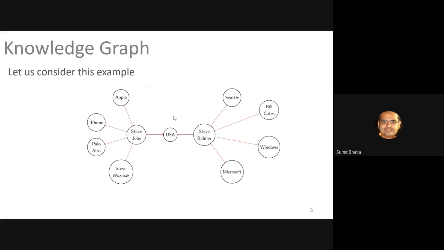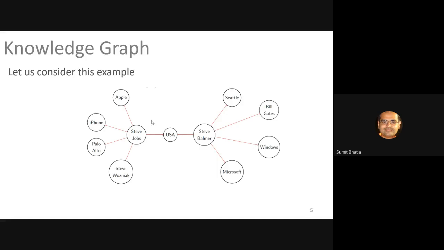Now here's one important observation. Let's say someone asks you, is there a direct connection between Steve Jobs and Steve Ballmer? By direct connection I mean, are they connected by a single relationship? Obviously, there are indirect connections, in the sense that they are connected by the node USA. But if I ask whether there is a direct connection between these two entities, a lot of folks will say no, there is no direct connection, right? And it seems very obvious.